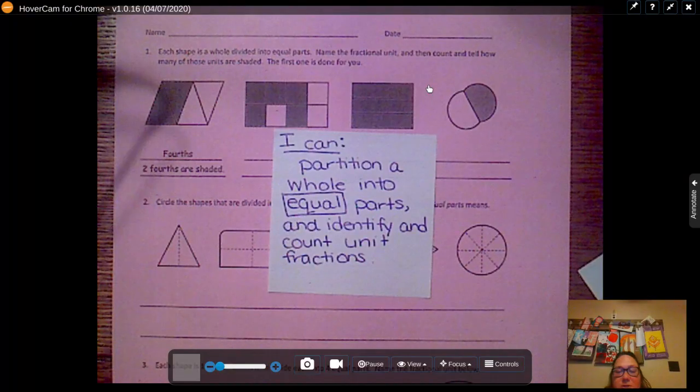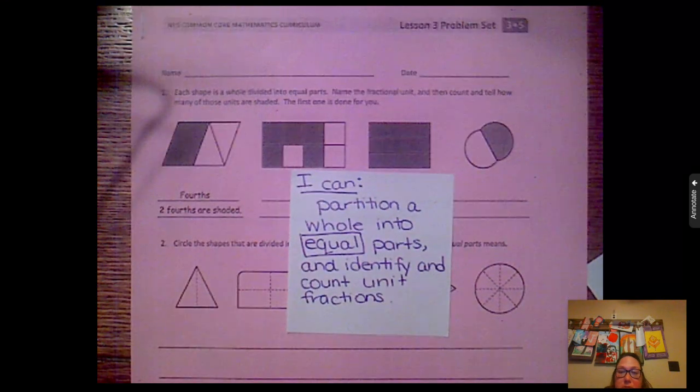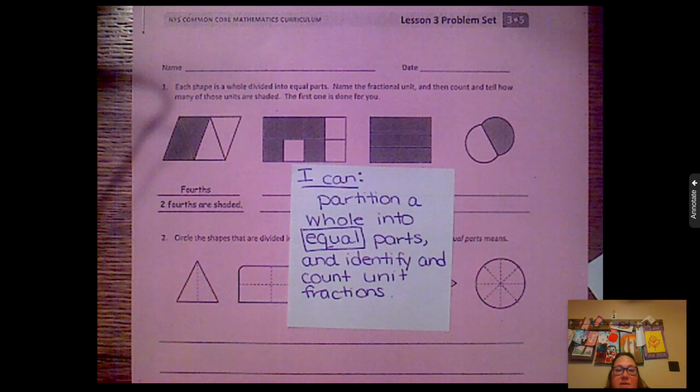We are ready to work on another math lesson today. Today we are working on our lesson 3 problem set. So if you don't have that out yet, you can go ahead and grab that. And it looks just like this. There's lesson 3 at the top.